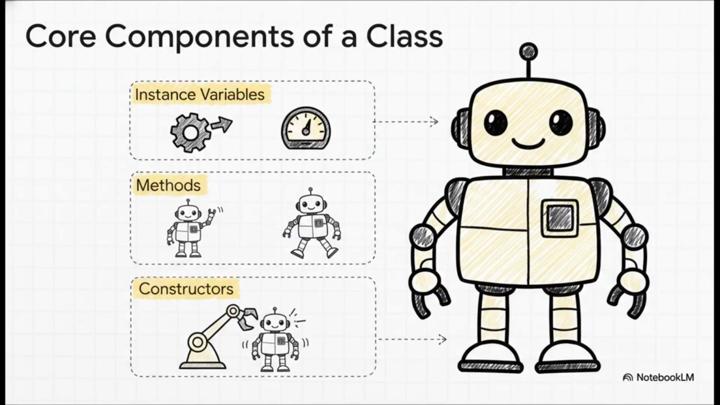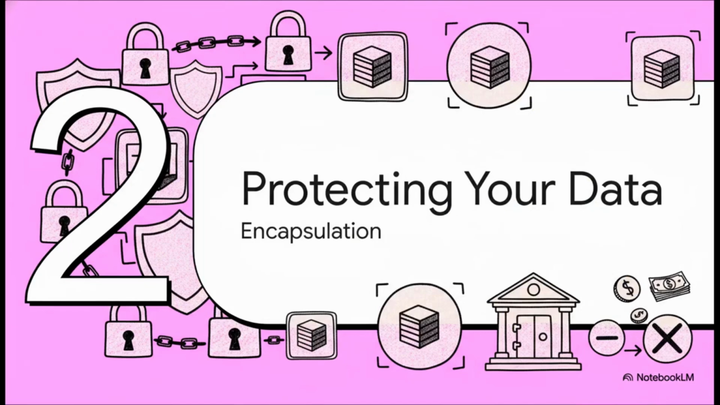So when you boil it down, every class blueprint has these three key parts. You've got your instance variables, that's the data, the stuff it knows. Then you have methods, which are the functions that let the object actually do things. And finally, you have the constructors, which are the instructions for how to build a brand new object from that blueprint.